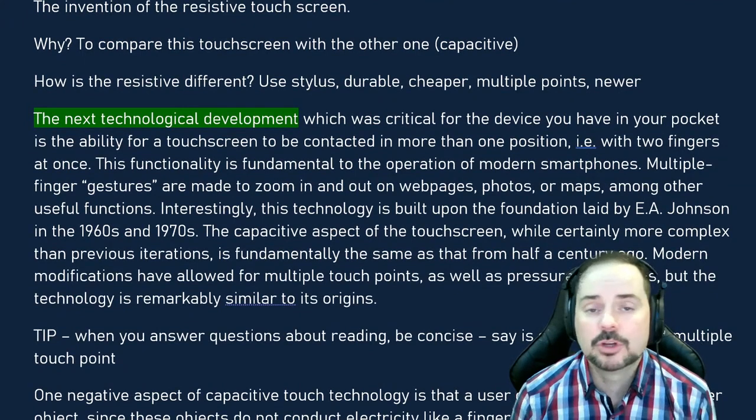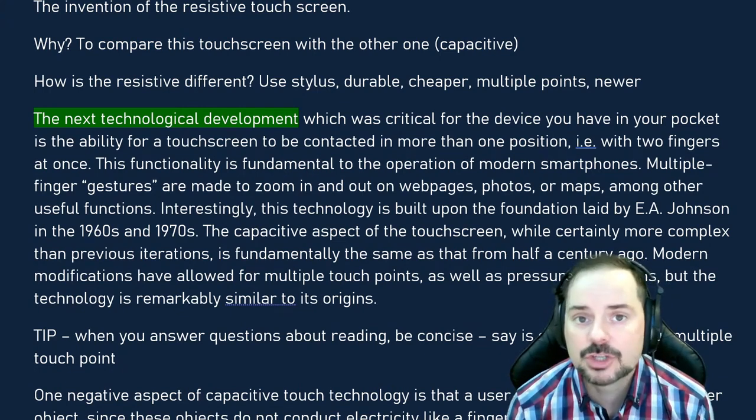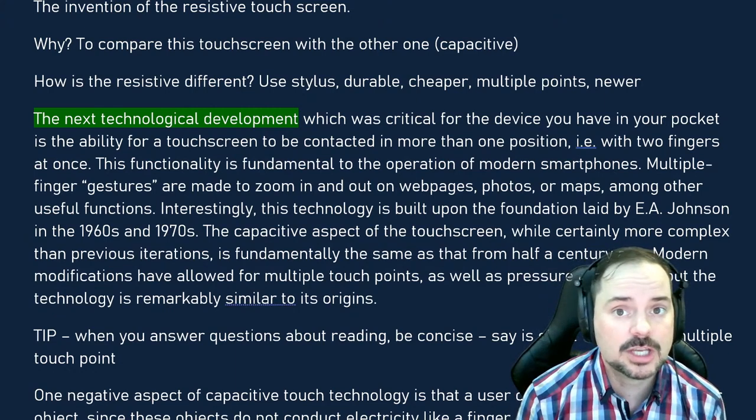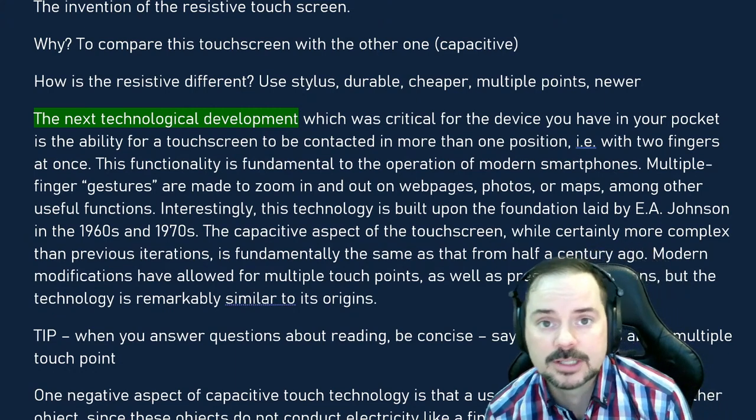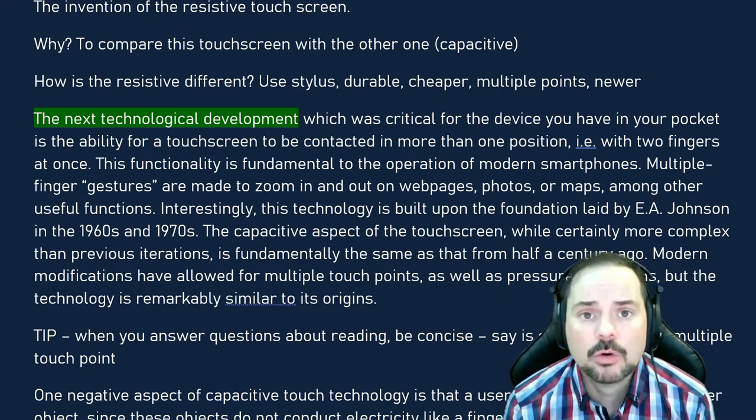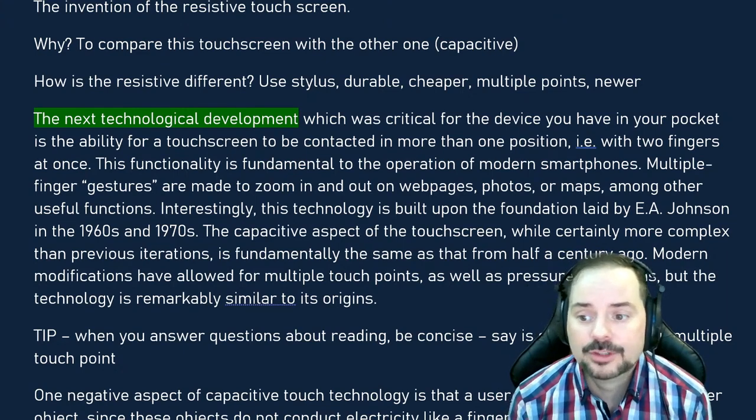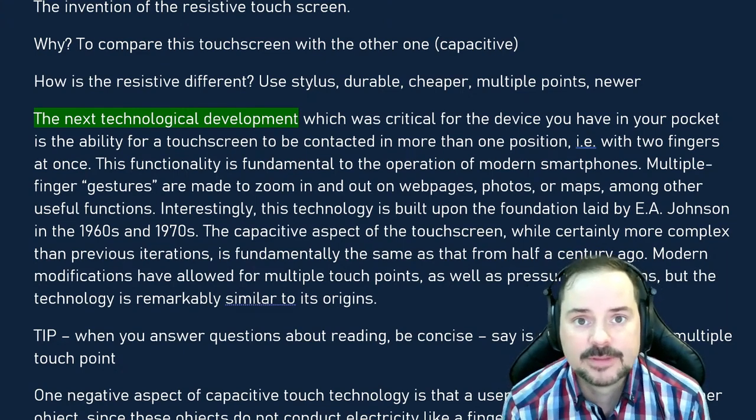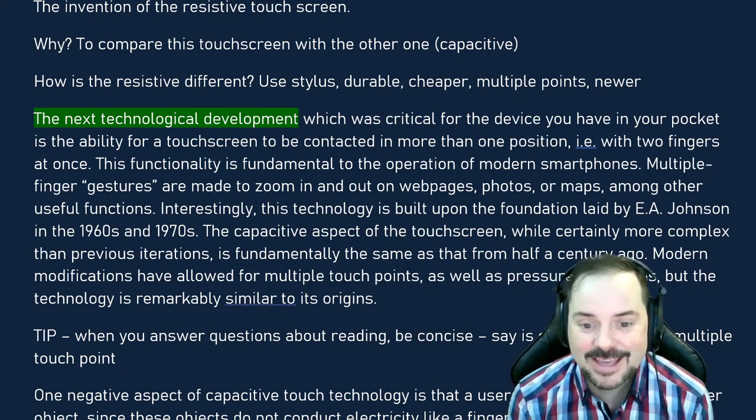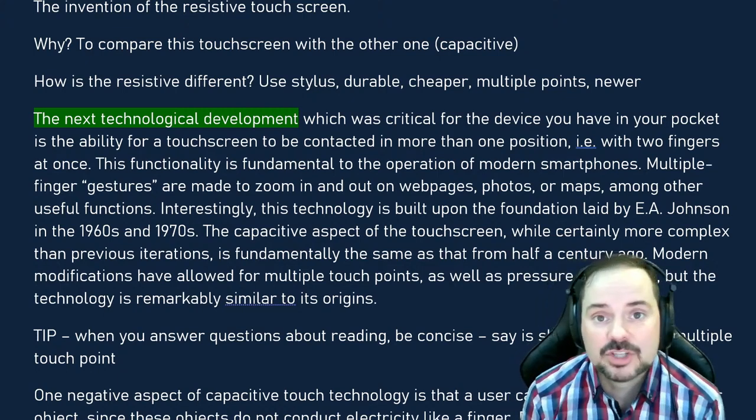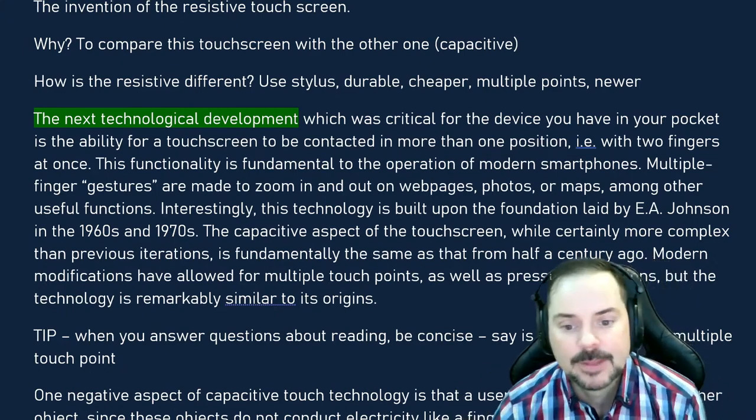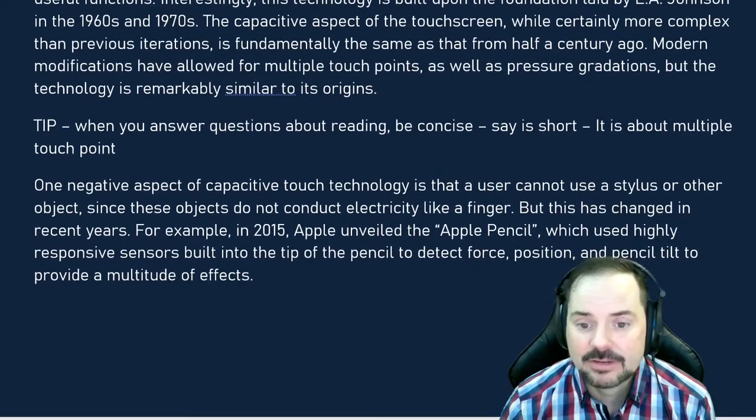If you're doing active reading in the IELTS, this should be a kind of surprise to you as the reader, that the old technology is actually the more current technology. Isn't that interesting? So what device uses the old technology developed by E.A. Johnson that you have? Capacitive. The mobile phone, the smartphone in your pocket uses the older invention, though it's new technology. So it's the capacitive, right?